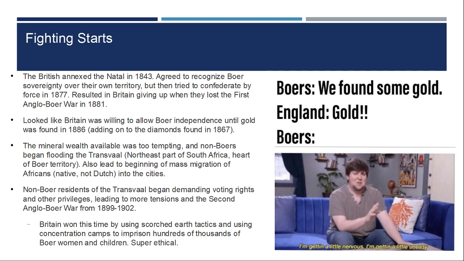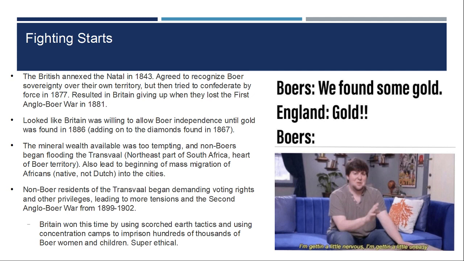And then those new residents of the Transvaal decide that they want voting rights, because the Boers up until now have been saying, this is our territory, you can be here if you want to, but you don't get to make any decisions, we get to make the decisions. So now the non-Boers are like, well, that's BS. I mean, we should be able to get stuff too, we should be able to vote, we should have other privileges. The Boers keep on saying no, and we get the second Anglo-Boer War.